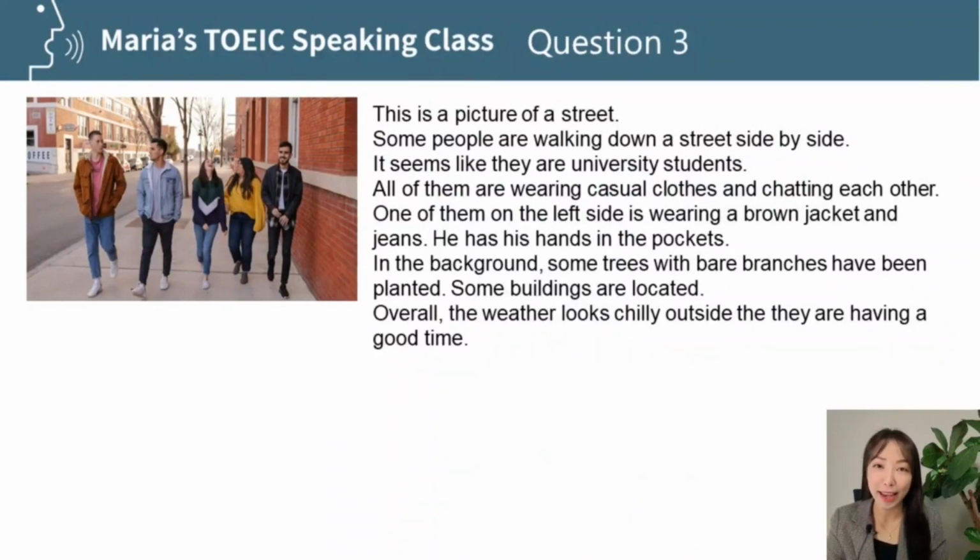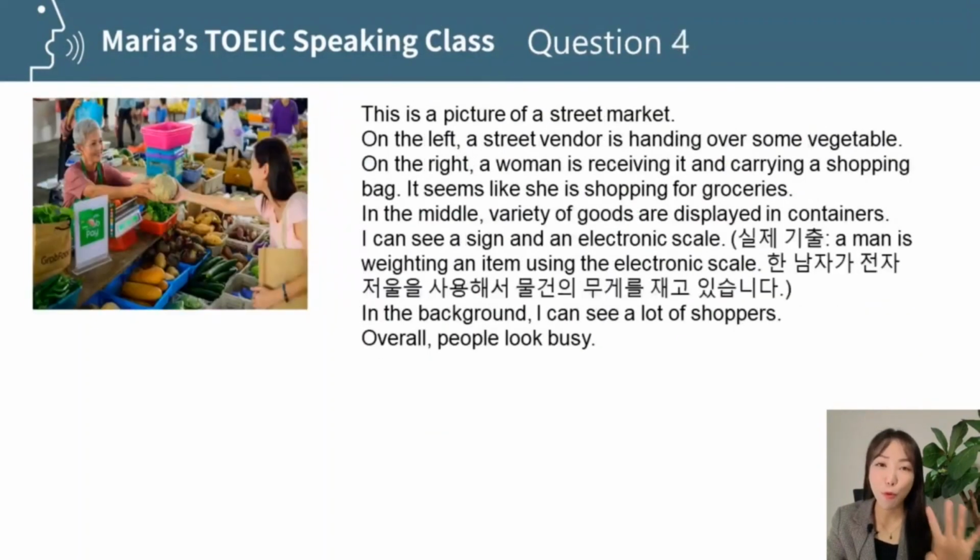Some buildings are located. 건물도 위치되어 있고요. Overall, the weather looks chilly outside. 날씨가 좀 쌀쌀해 보여요. 나뭇잎이 없으니까. And they are having a good time. 좋은 시간을 보내고 있는 듯 합니다. 이렇게 넣으시면 되겠어요. Question number 4.